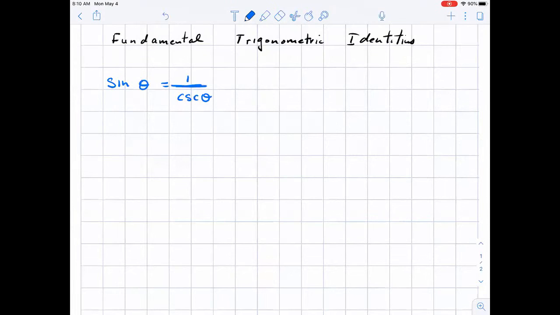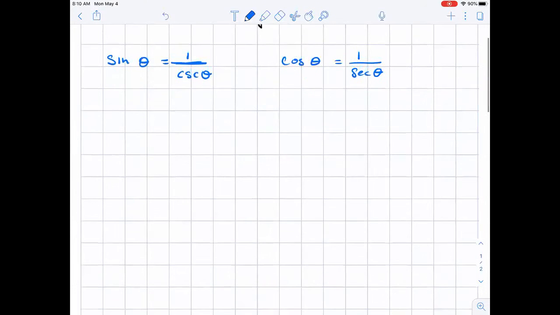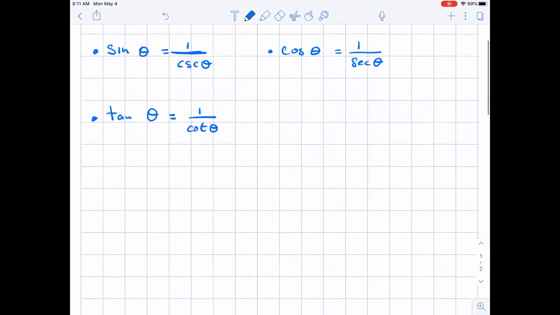Okay. We've also seen that cosine of theta is 1 over secant of theta. And we said that tangent of theta is equal to 1 over cotangent of theta. Well, if you know these three, then there's three more you can create from this.